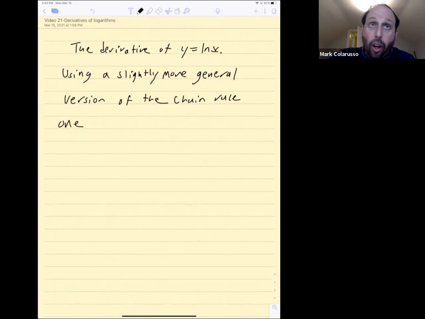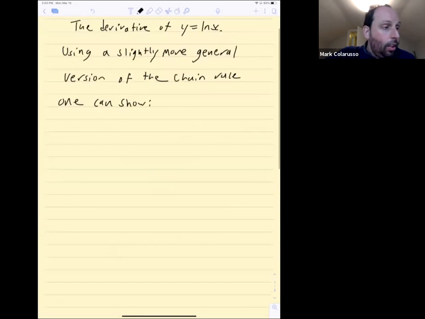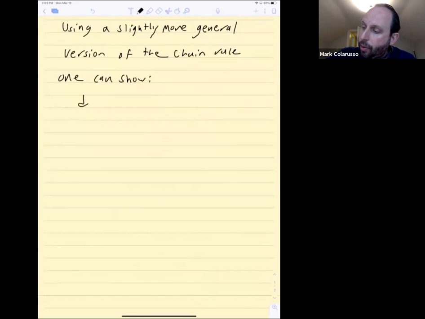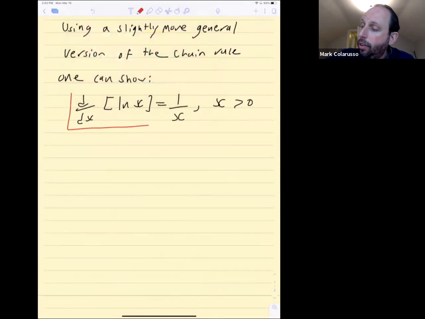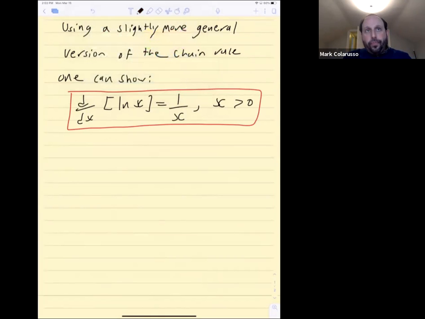One can show the following. That the derivative of the natural logarithm function is 1 over x, so long as x is strictly greater than 0. Okay, so that's just something you'll have to kind of memorize for now. It's not a hard formula, fortunately.